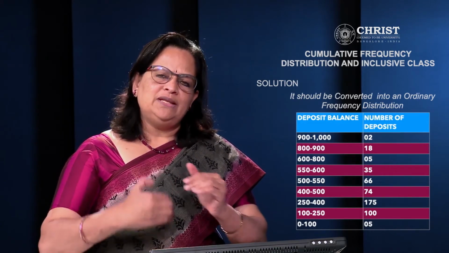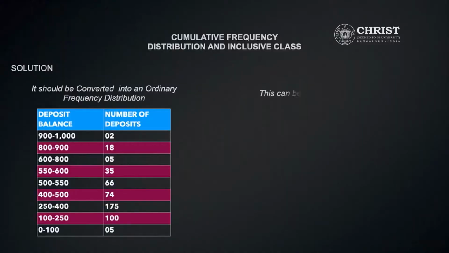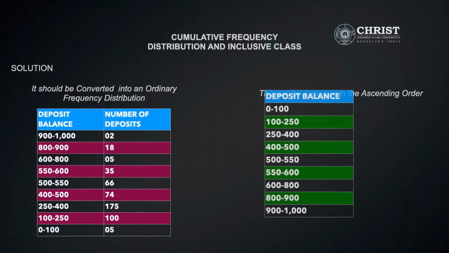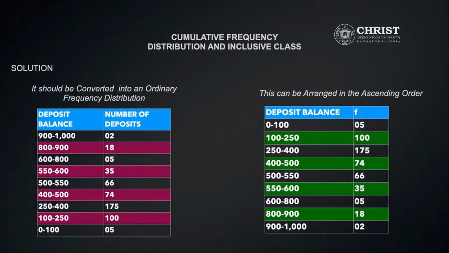Now we can put this in ascending order. Usually I do the computation based on ascending order, so we are reversing the table. 0 to 100, frequency value is 5; 100 to 250 it's 100; 250 to 400 it's 175; 400 to 500 it's 74; 500 to 550 it's 66; 550 to 600 it's 35; 600 to 800 it's 5; 800 to 900 it's 18; and 900 to 1000 it's 2. Now we have to calculate the cumulative frequency values, because median computation is always based on cumulative frequency values.